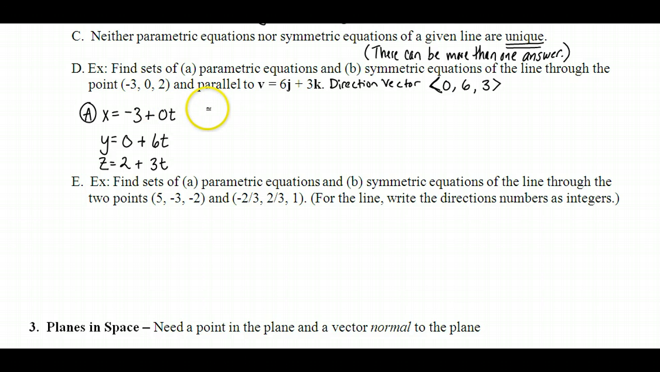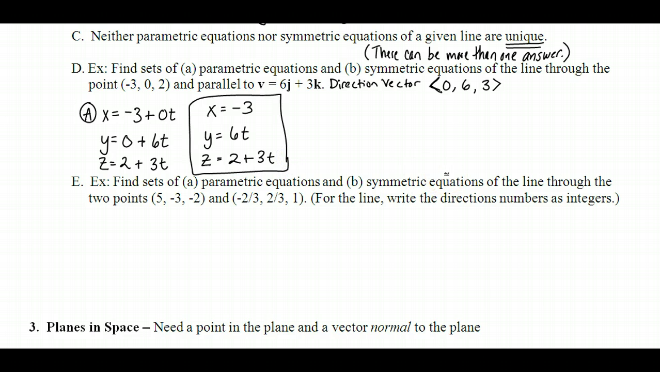And obviously you want to clean it up. You don't want extra stuff in there. So x is equal to negative 3, y is equal to 6t, and z, can't do any changes with that, 2 plus 3t. So here would be our parametric equations for this line. Now for B, if we want to write symmetric equations, remember we're solving for t. Well, I don't have a t in this first parametric equation, therefore we cannot do this one. Otherwise, to find the symmetric equations, all you do is solve for t and set them all equal to each other.